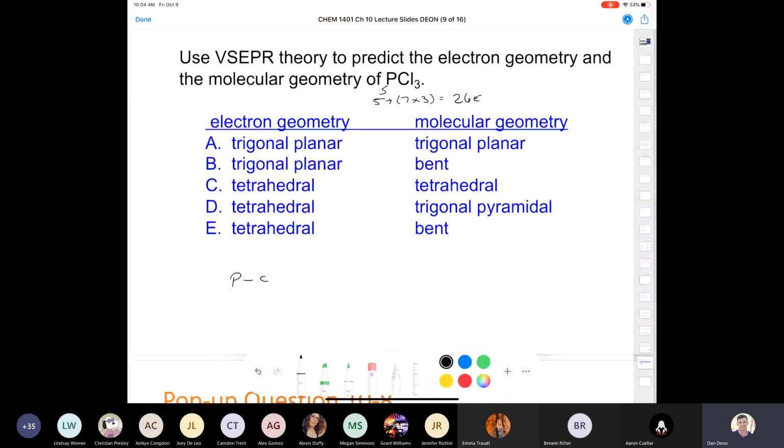So that means I'm going to have PCl3. I've used up 24 electrons. I've got 2 electrons on the phosphorus. That means I've got 4 regions of electron density, and one of them is a lone pair. So my electron geometry is going to be tetrahedral. And what's my molecular geometry going to be? It's going to be this. I'm going to have 1 chlorine in the plane of the board or the page or the screen, and I'll have another chlorine coming over here like this. And that is trigonal pyramidal. And so the answer is D, tetrahedral and trigonal pyramidal.